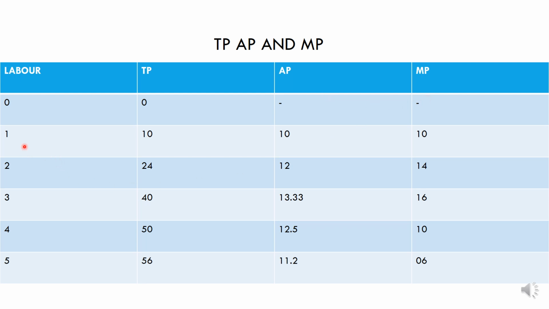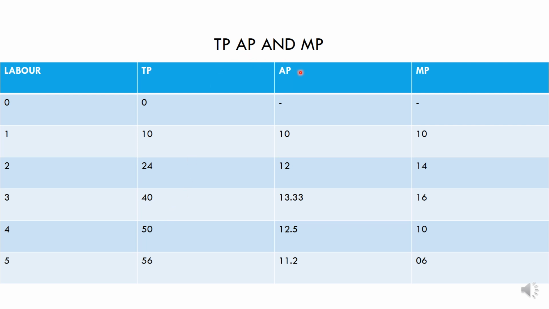As you increase the laborers, 1 unit of labor produces 10 units of production, and AP and MP also remain the same. As you increase the number of laborers, your total production also increases. So at the third unit of employment, production is 40 units, 4 units of laborers, production is 50 units, 5 units of laborers, production is 56 units.